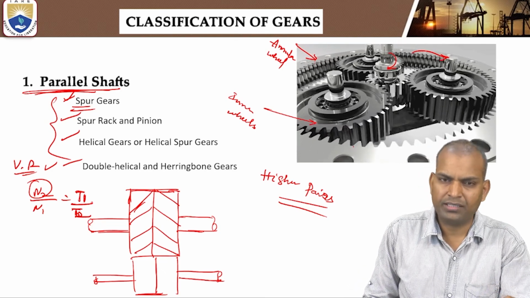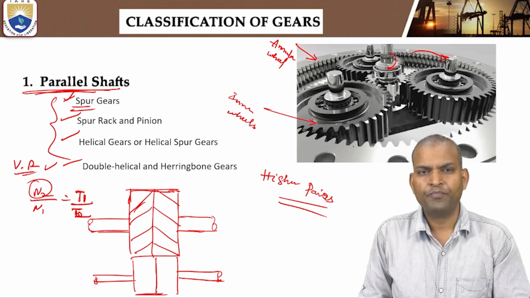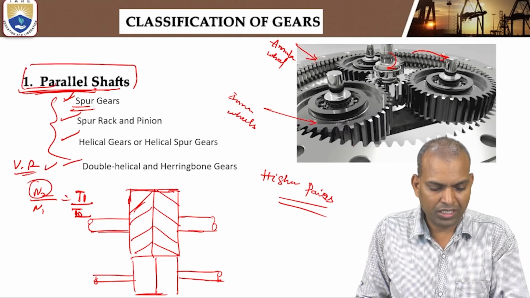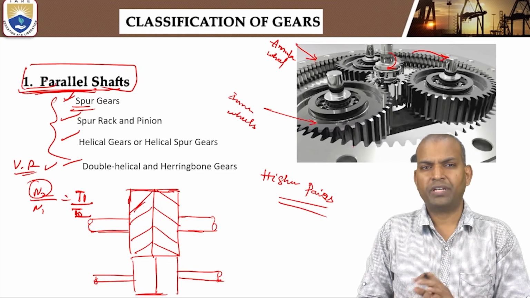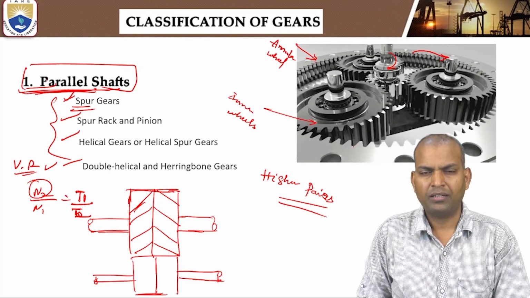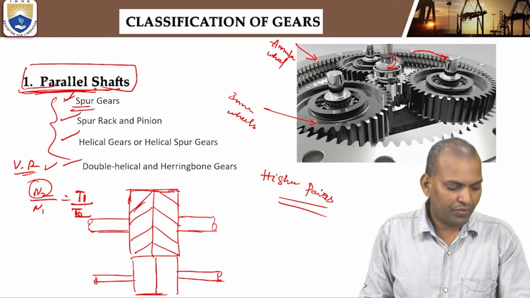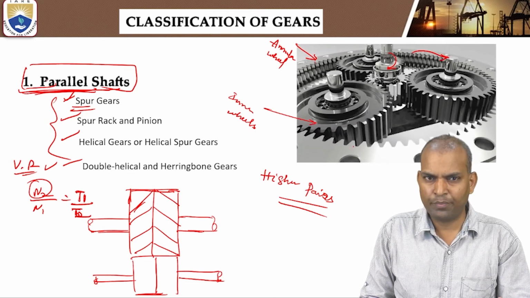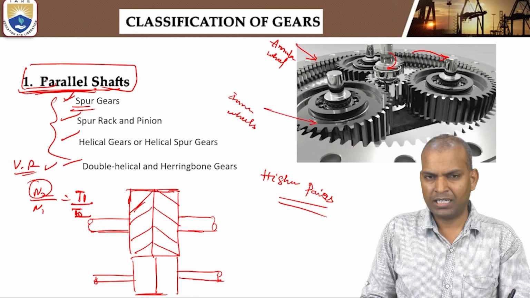There are various types of classification. The first classification is the parallel shafts category. What is a parallel shaft? The shafts of driver and driven are both parallel to each other. If it is different, that comes under the category of classification number 2. Okay, we'll study that in the next session.